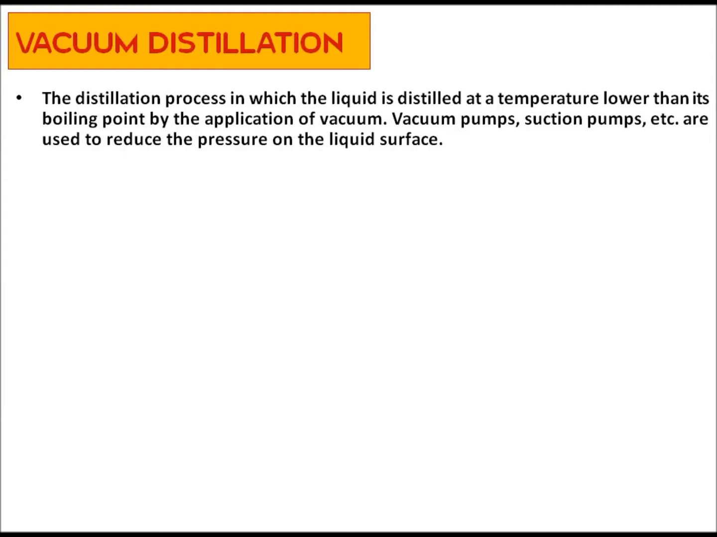So we all know that for the distillation to take place, the water needs to get boiled, right? Now, if we apply the vacuum to that liquid, whatever liquid we want to distill, what will happen? The vapor pressure will go down, right? So in such a process, at a lower temperature, we can start the process of distillation. So vacuum pumps, suction pumps, etc. are used to reduce the pressure on the liquid surface which we are going to distill, right?